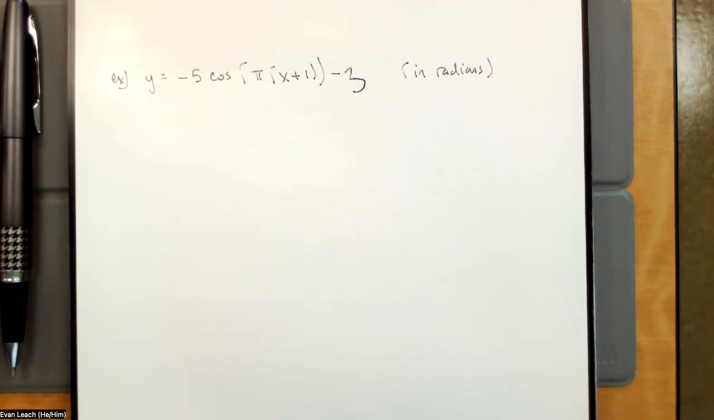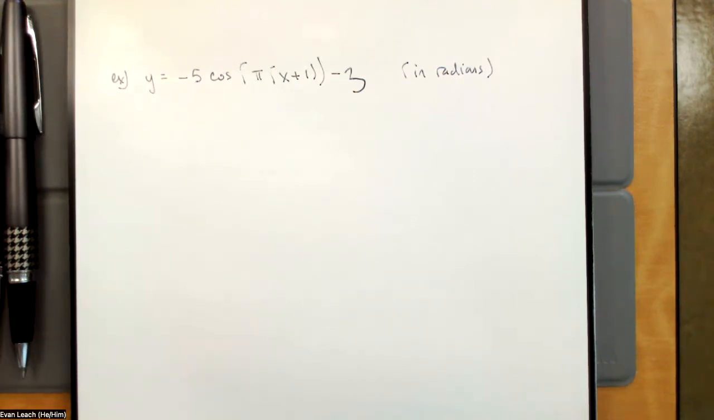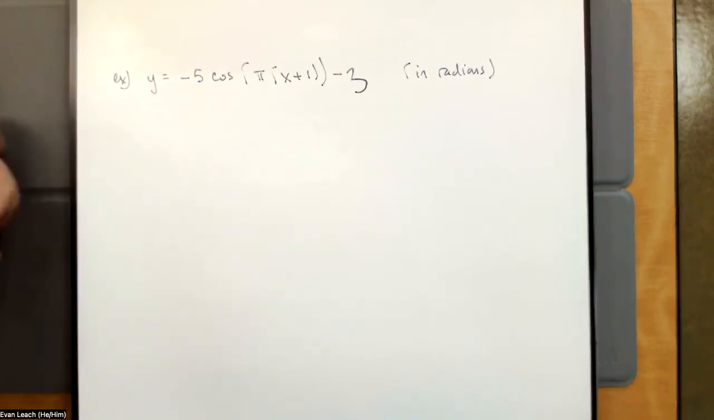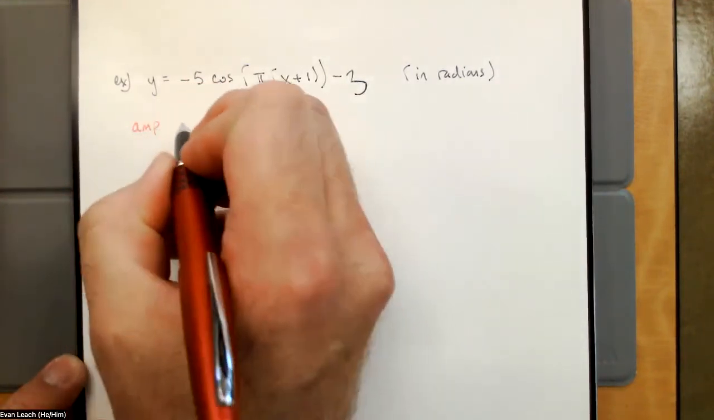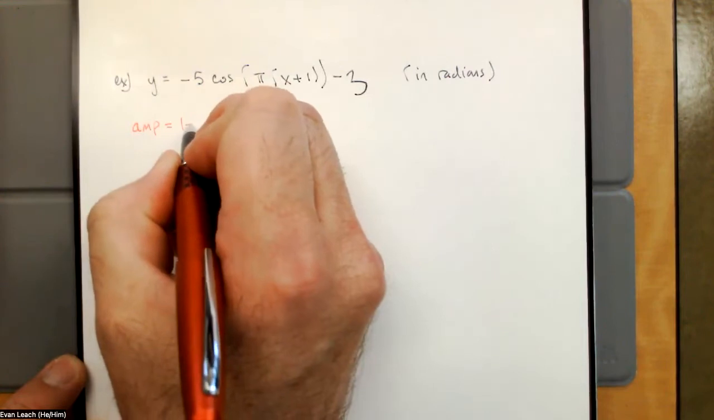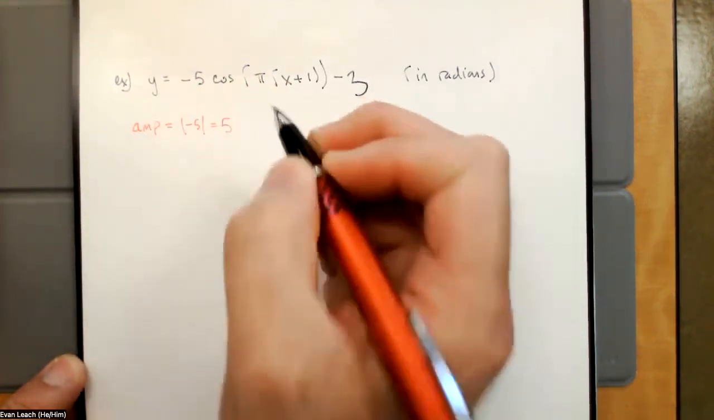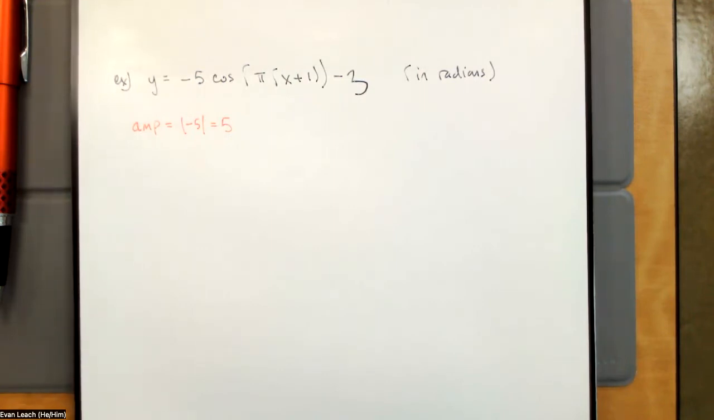Let's read the 5 things that we need to read. First thing we see is there's a -5 times the cosine. This is going to tell us 2 things. If we just look at the 5 part, that's going to tell us the amplitude. The amplitude is a distance. That's why it's going to be absolute value, because it will always be positive. The other thing that we get from this -5 cosine is where we're going to start.